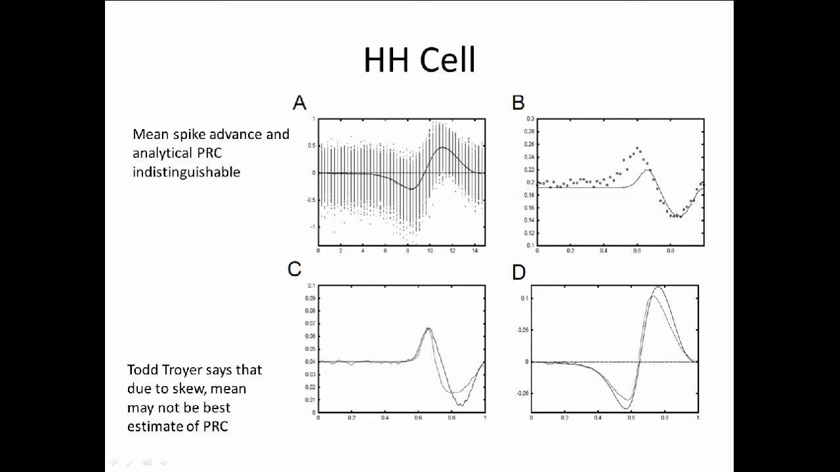Likewise, he took a Hodgkin-Huxley model and measured the phase response curve of the neuron while driving it with noise, and showed that the variance is also pretty well predicted according to that equation.